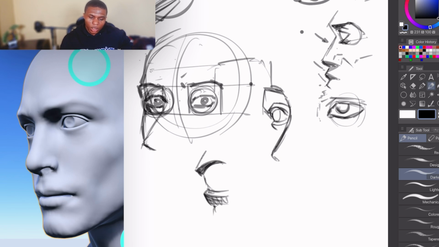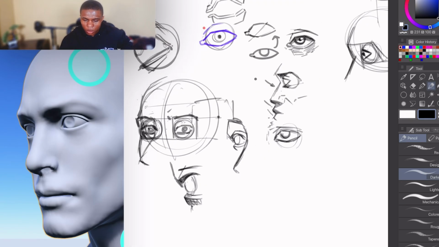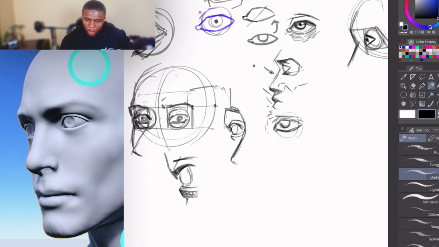And these are important tips to note that can make your drawing look a bit more convincing, realistic, and whatever other look that you want it to have. So these are things to take note of when you're drawing the eyes.